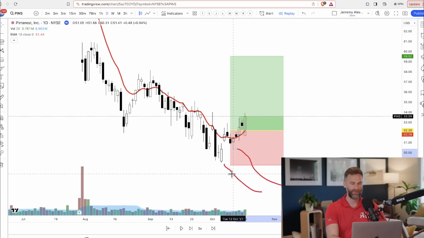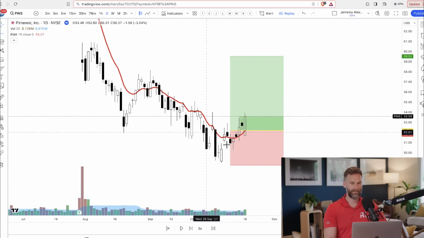Strong close. With this particular candle, in my opinion, I'm just increasing the stop a little bit. Let's increase that stop. Taking it to here.